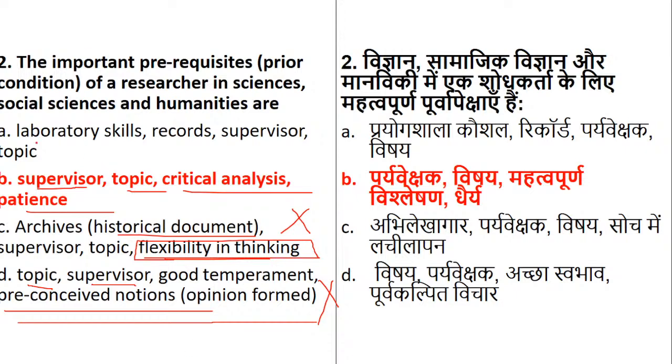Then if you go to option number A, option number A talks about laboratory skills, records, supervisor, and topic. Now you feel that option number A is right. Okay, let's assume you feel option number A is right. But against that, if you see option number B, where we are talking about supervisor, topic, and critical analysis, which is an important part of research, along with patience. And these are the two important things which are a must in research. So a researcher needs to have patience, a researcher needs to have critical analysis. So if you compare options A and B, the best option, which is correct to the question, is option number B.